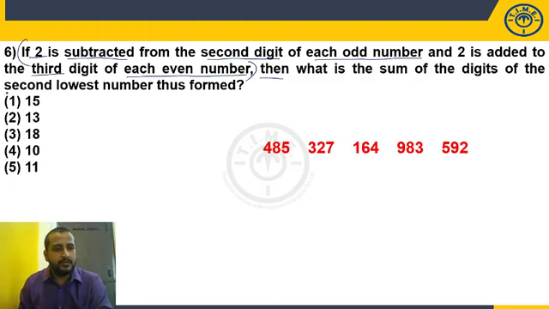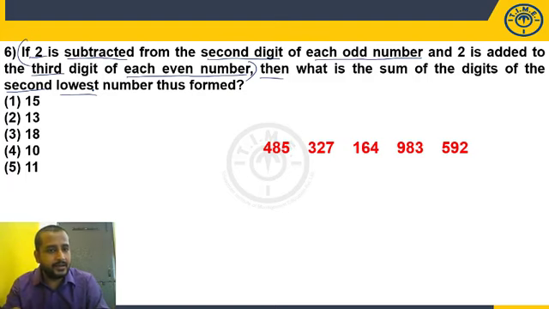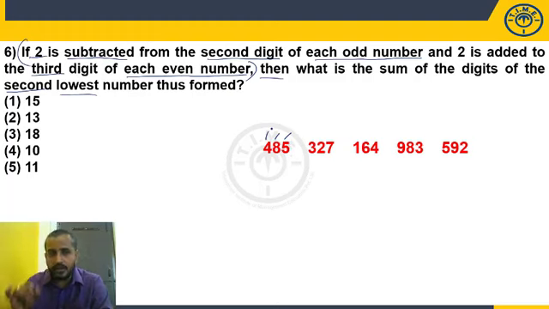So ultimately what is important for us? The second lowest number. The second lowest number or the second highest number will be decided, as it is a 3-digit number, based on the hundreds digit only, right? Units, tens, hundreds. Based on the hundreds digit, we are going to decide which is the second lowest number. Am I correct or not? Right. So just focus on the second lowest number.